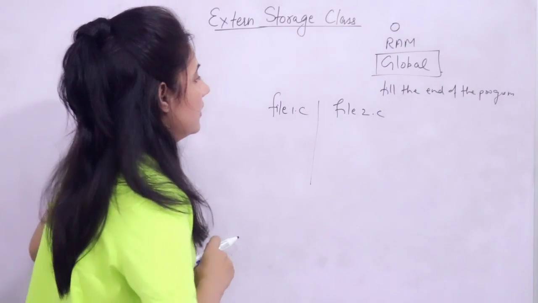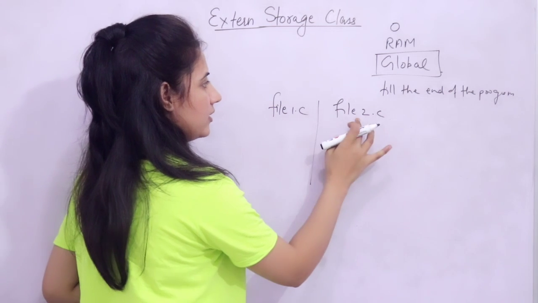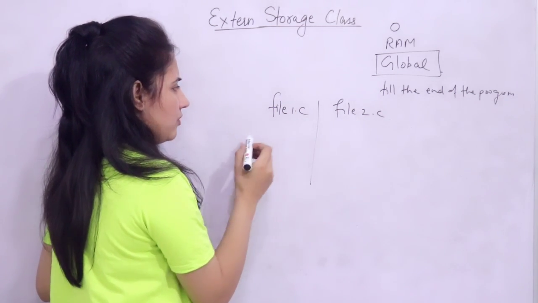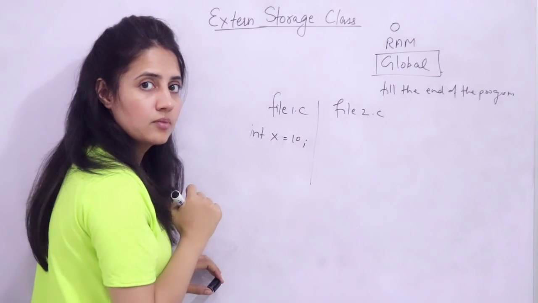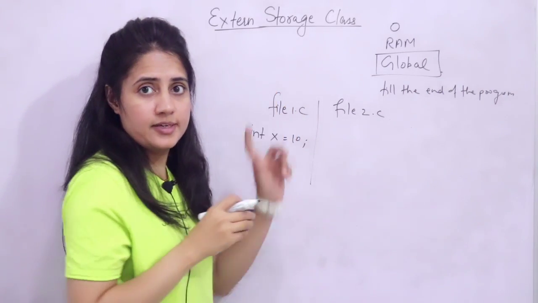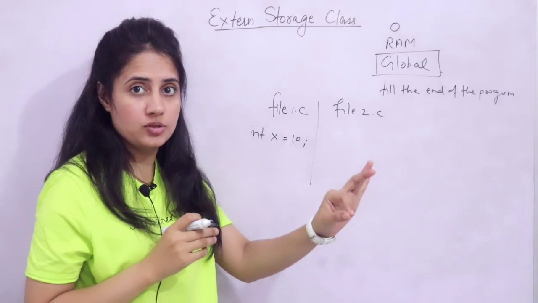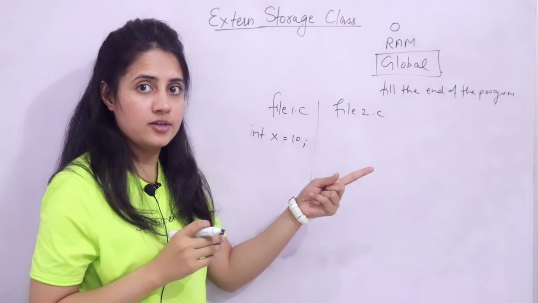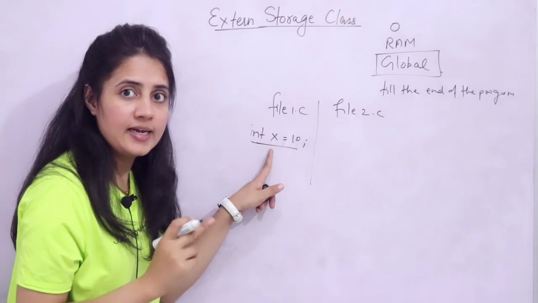Second thing, now this is the case. On one file you are working, another file your team member is working. In one file, suppose you have defined a variable x is equal to 10. Also, this extern keyword can be used with a variable as well as with a function. A function can also be extern, a variable can also be extern.